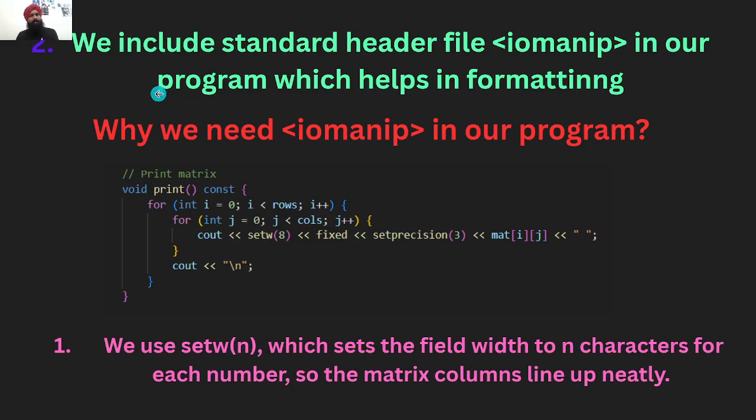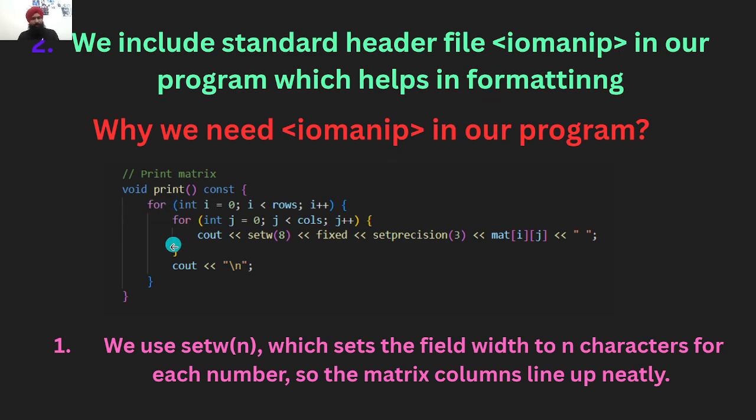Now, the next header file is iomanip. We include the standard header file iomanip in a program, which helps in formatting. Now, the point is why we need iomanip in a program. Actually, iomanip is not really a needed thing in a program. It doesn't mean that if we don't include iomanip, then our program won't compile. Our program will still compile, but iomanip helps in formatting.